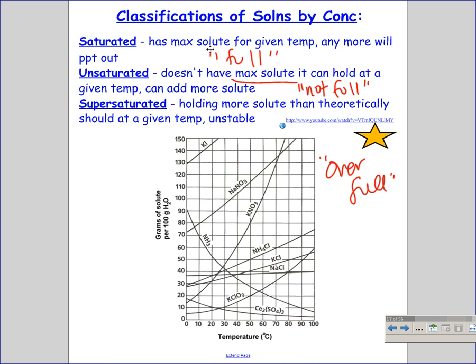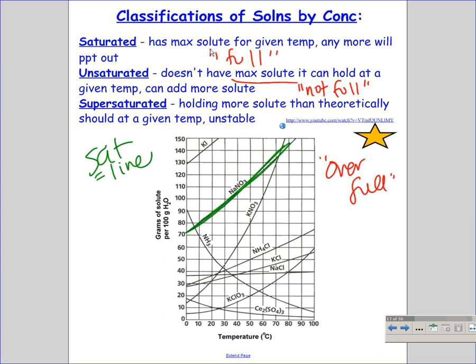Okay, which line? So for example, this line right here for sodium nitrate. Do you think this is the line of saturation, unsaturation, or supersaturation? Saturation. So the line represents the saturation. So for example, I'll show you how to read this graph now. At 50 degrees C, how much sodium nitrate can dissolve in 100 grams of water? Look at your graph too.